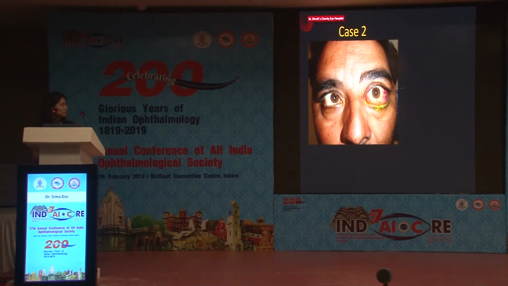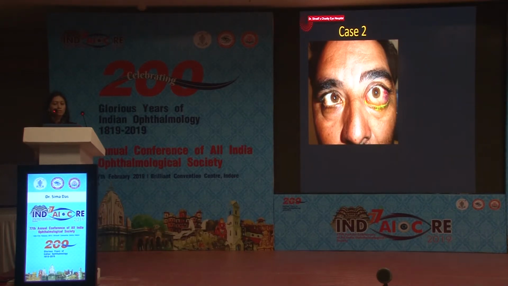Okay, this is much more asymmetrical, seems to be unilateral, right? And what else does he have? He does have some congestion of the conjunctiva. He does have some chemosis, which are all features of active thyroid eye disease. What else does he have? He seems to have some congestion of the blood vessels at the lateral rectus insertion, which again could be a feature of thyroid eye disease.